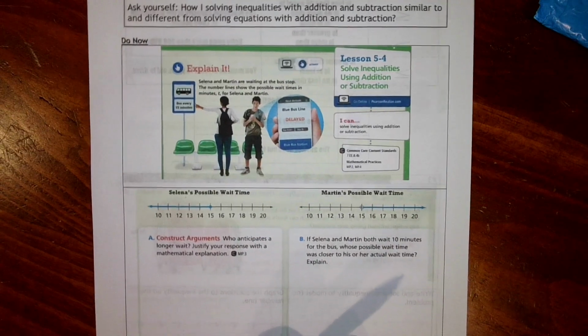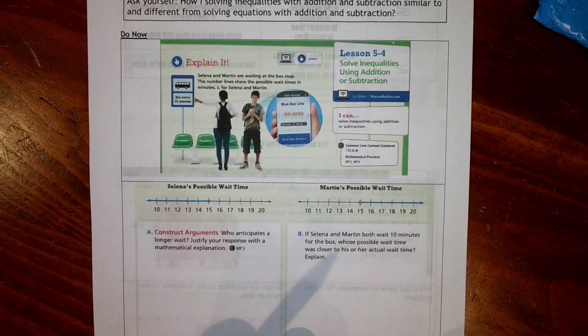I'm going to introduce the do now, but you're going to complete this on your own. So in the do now, it says that Selena and Martin are waiting at the bus stop. The number lines show the possible wait times in minutes, T, for Selena and Martin. So for Selena, her sign says bus every 15 minutes. And for Martin, his phone says that the blue line bus is delayed. And his number line shows that it could be more than 15 minutes.